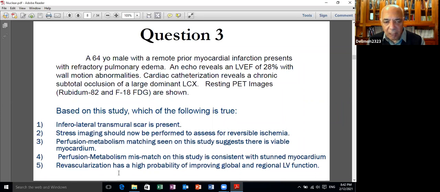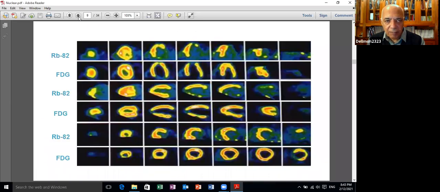Revascularization has a high probability of improving global and regional left ventricular dysfunction. This is the correct answer because there is a mismatch, and the mismatch is associated with a previous history of myocardial infarction, and this means that there is still a considerable part of viable myocardium as we saw from the pictures, and therefore the expectation for revascularization is very high.